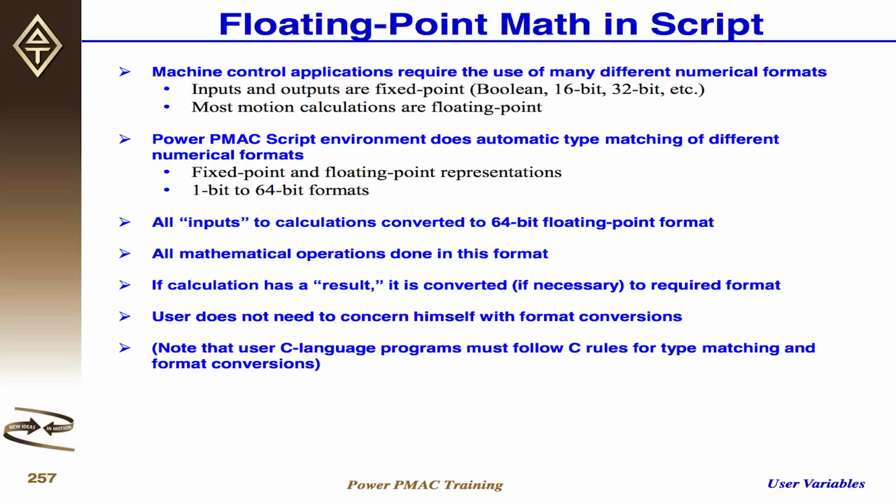PMAC will pretty much take care of all of it for you, unless you're using the C language stuff. If you're using C, you need to follow C language conventions of whatever sorts of casting C requires. If you're not using C though, you basically don't even need to worry about different formats. If you declare a variable to have a specific format, PMAC will conserve that and make sure that it only has that format stuffed into it, but it will do its calculations in 64-bit floating point for the highest amount of accuracy that it can get.